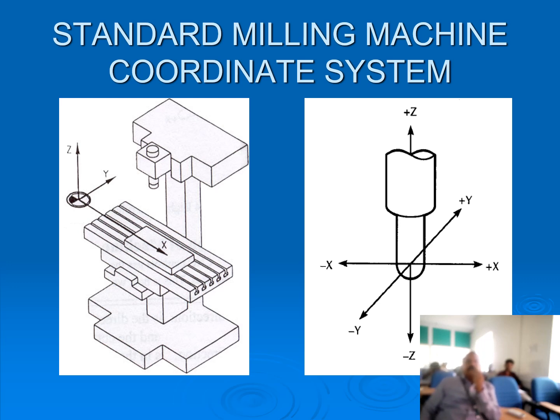And here you can see the standard milling machine coordinate system. Here there are 3 axes. In the table movement, this is x here. When it goes towards the tool, it is y, and the upper side is z. In that way, 3 axes are defined for a standard milling machine.